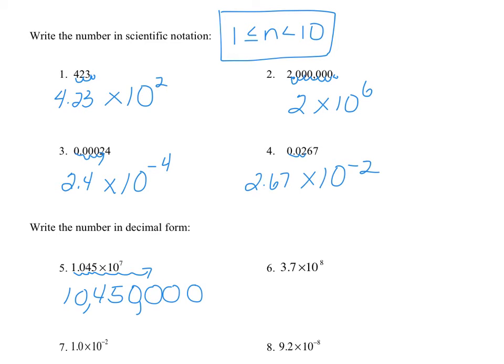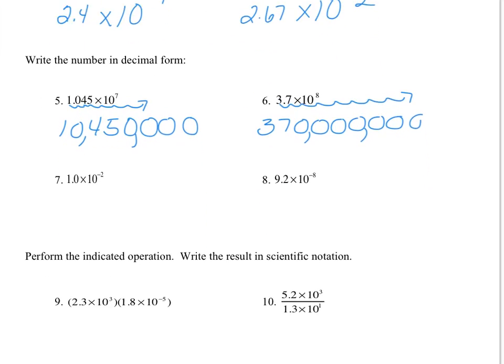Let's do number 6. I'm going to have to move that decimal point out 8 spaces to the right. So 1 is behind the 7, 2, 3, 4, 5, 6, 7, 8. So I'm going to have to add 7 zeros. Let's put our commas where they belong. And there's my answer. Let's do a few more here.